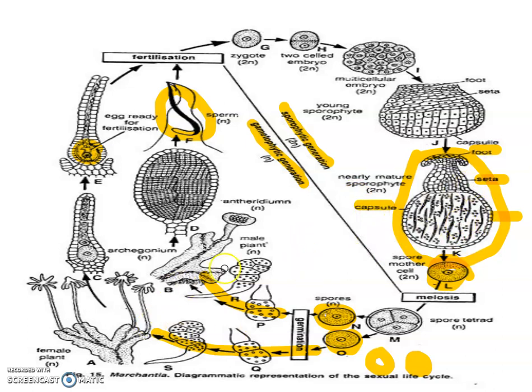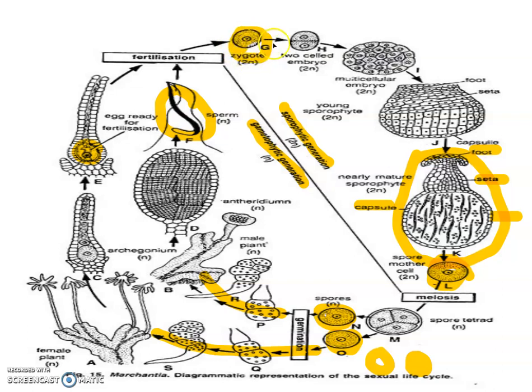The gametophyte is so called because gametes develop in this stage of Marchantia. So these spores develop into male Marchantia, and these spores develop into female Marchantia. Female Marchantia produces archegonium, and male Marchantia produces antheridium. Antheridium produces sperm, archegonium produces egg. When they fertilize, there is formation of the zygote, also called the oospore.